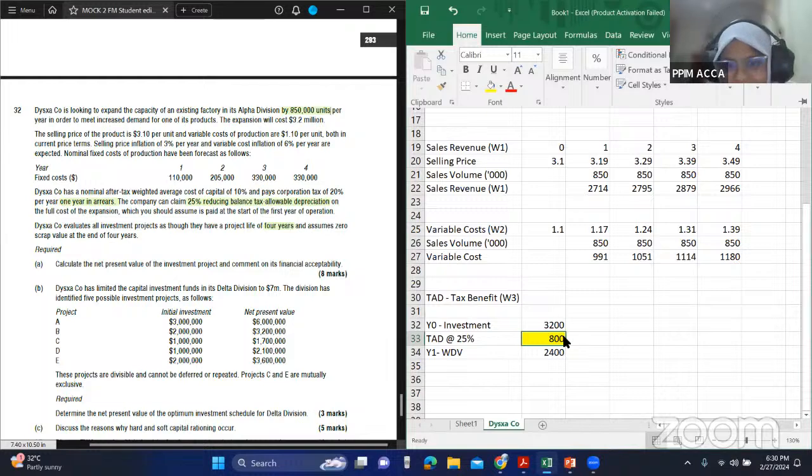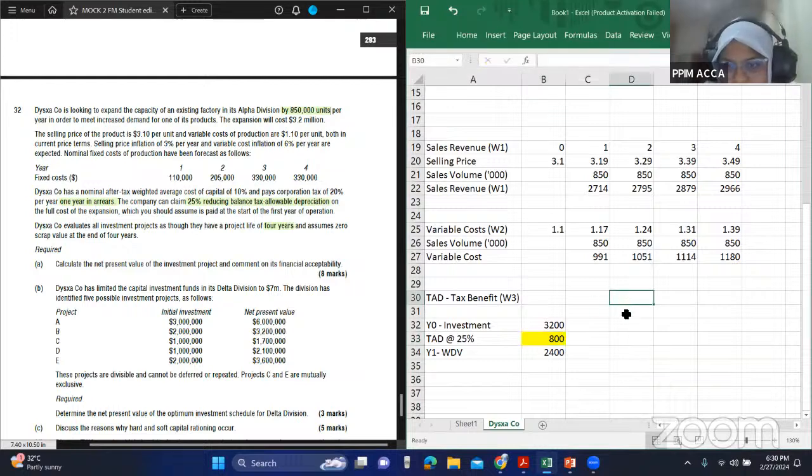Okay, so the tax savings happens at this tax allowable depreciation of 25%. How much will be the savings? I'll type it here, tax savings. It is 20% because our corporation tax rate is 20%. So it will be 20% of this 800. So the tax savings will be $160.